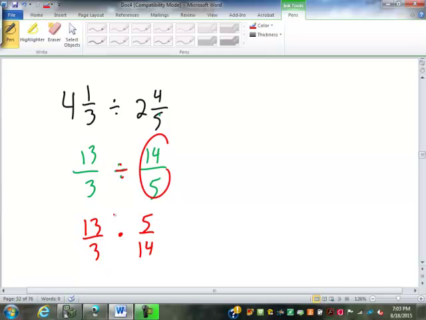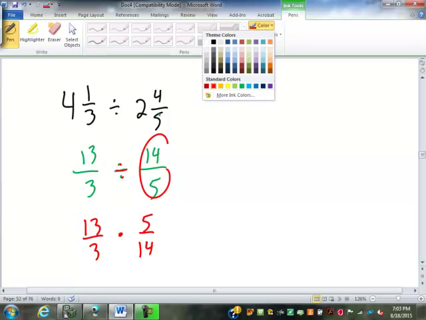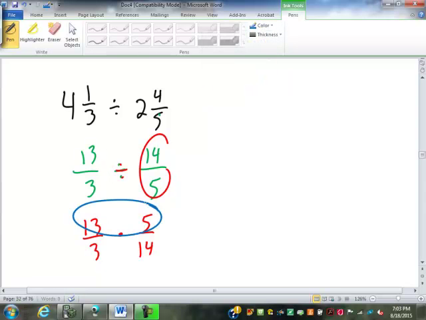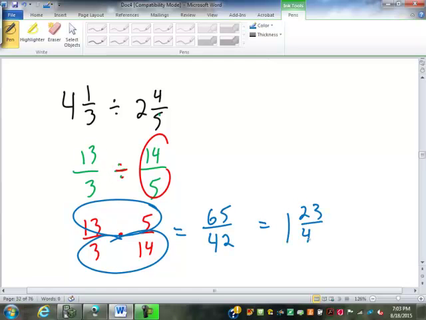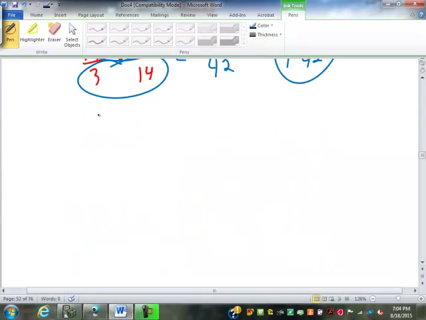Well, we still can't cross cancel anything, so we're going to multiply. 13 times 5, 65. 3 times 14, 42, which is 1 and 23/42. One more example. We'll have you walk me through it, and then we'll put an end to our fractions. Tell me what to do.